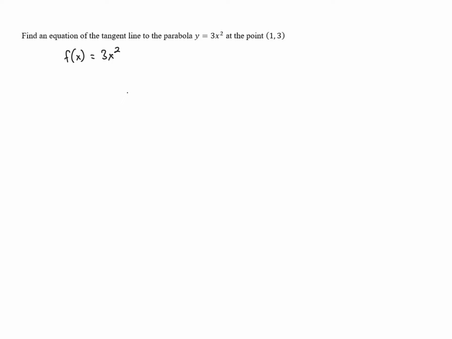we need the slope. And to find the slope of the tangent line at that point, we have to use the limit-based formula that we saw earlier. So it's going to be the limit as x approaches, in this case 1, because that's the x value that we want to look at, of f of x minus f of 1 over x minus 1.